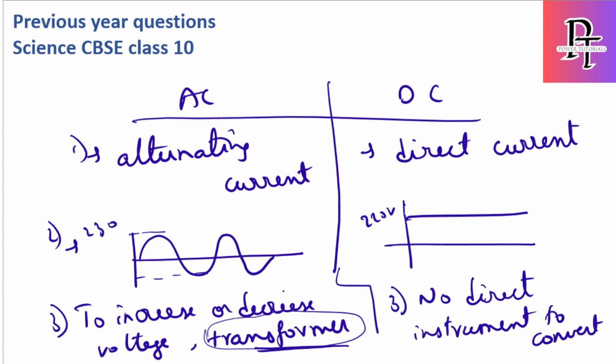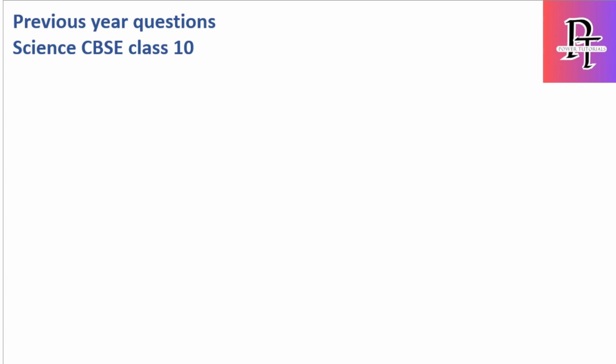So these are the main three differences between AC and DC. Okay, so if they ask you to differentiate between AC and DC, you just have to write these three, and that will be enough for you. Now let's go back to our domestic circuit again.